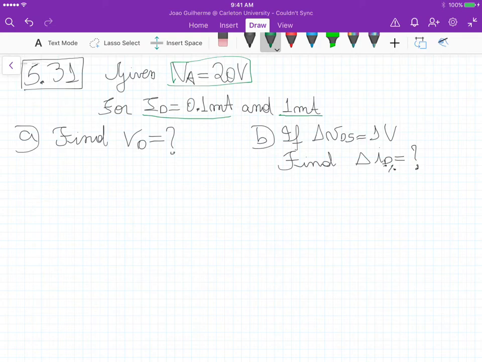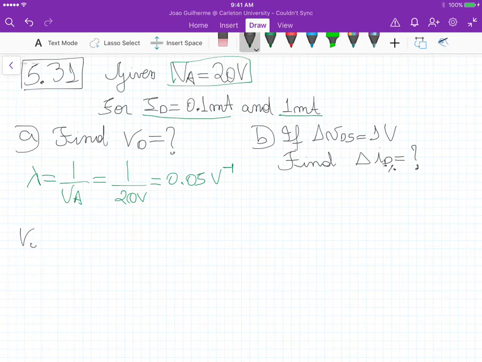So first we need to calculate the channel modulation parameter, which is lambda, that is equal to 1 over the early voltage. And in our case, because the early voltage is the same for both conditions, it's just 1 divided by 20 volts, that is 0.05 reciprocal volts. So that's lambda.